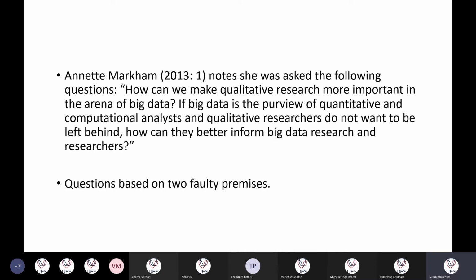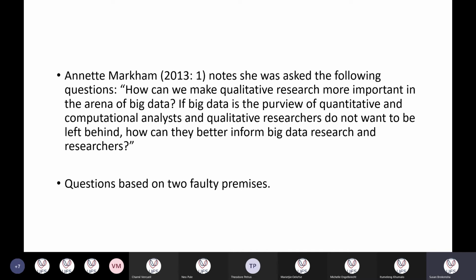On the subject of conceit, qualitative researcher Annette Markham notes that at one stage she was asked the following questions by a big data analyst: how can we make qualitative research more important in the arena of big data? If big data is the purview of quantitative and computational analysts and qualitative researchers do not want to be left behind, how can they better inform big data research and researchers? Now, such questions are actually based on two faulty assumptions.